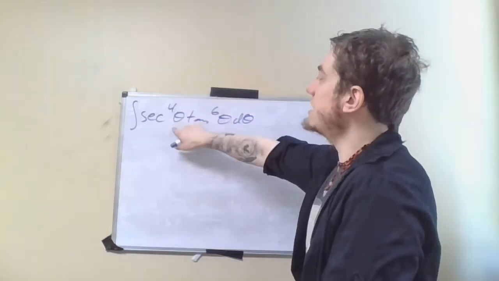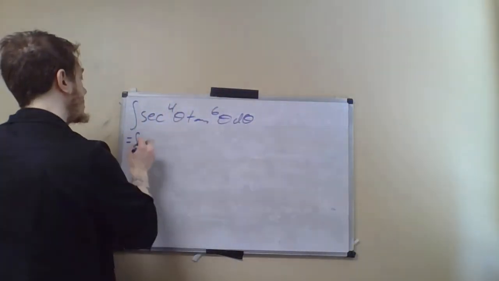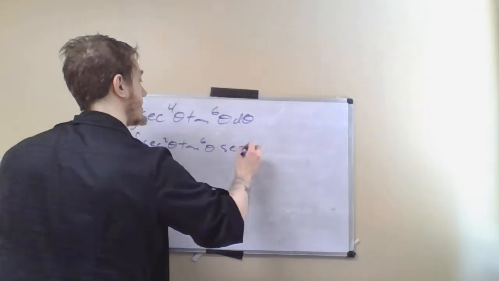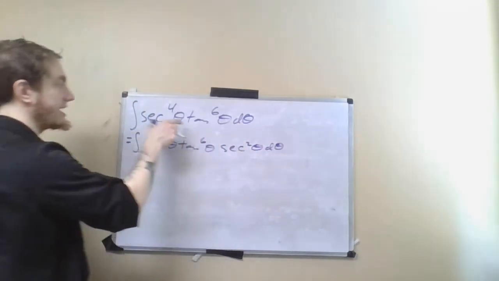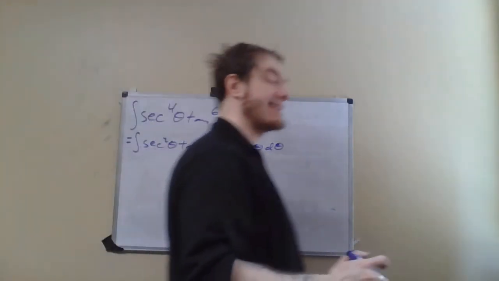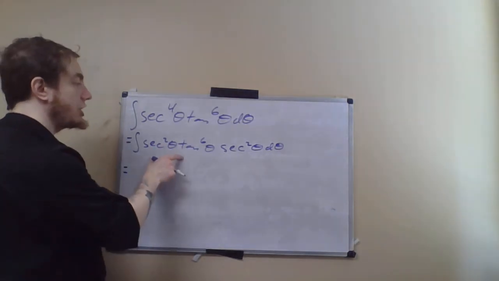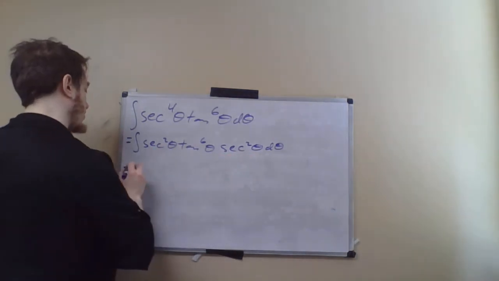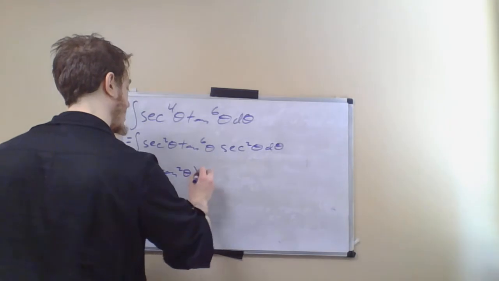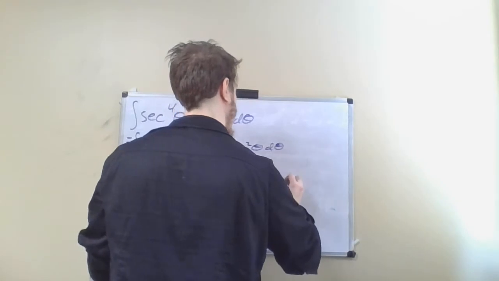We can notice that we have an even power of secant. So I can actually think of this as the integral of secant squared theta tangent to the 6th theta secant squared theta d theta. In other words, I take one of my secant squareds and I put it together with my d theta. And now what I can do is I can rewrite this entire thing in terms of tangents, except for this secant squared theta d theta. So this is actually 1 plus tan squared theta, tan to the 6th theta, secant squared theta d theta.